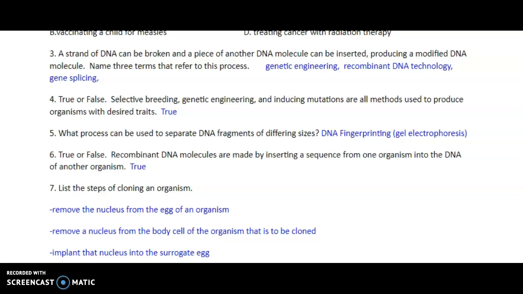Number 4, true or false, selective breeding, genetic engineering, and inducing mutations are all methods used to produce organisms with desired traits. That is true.